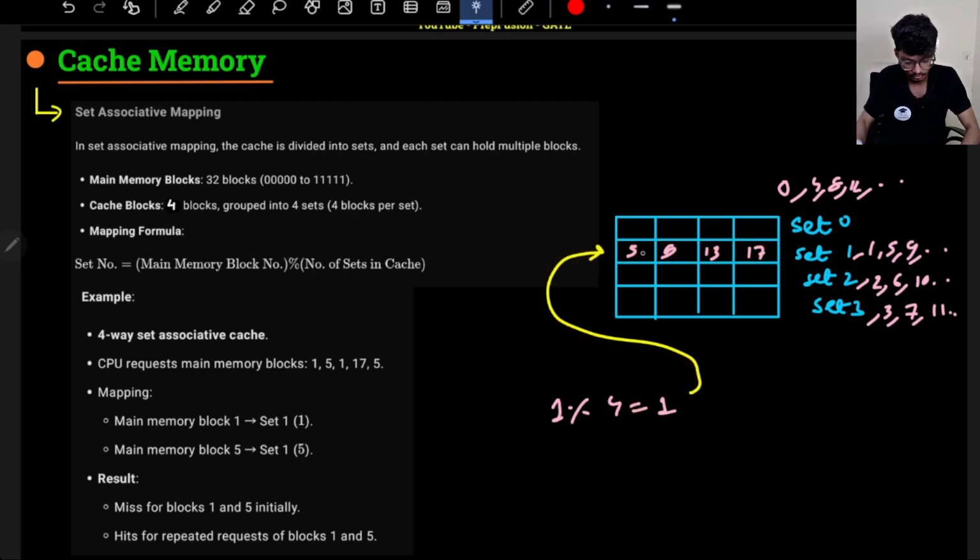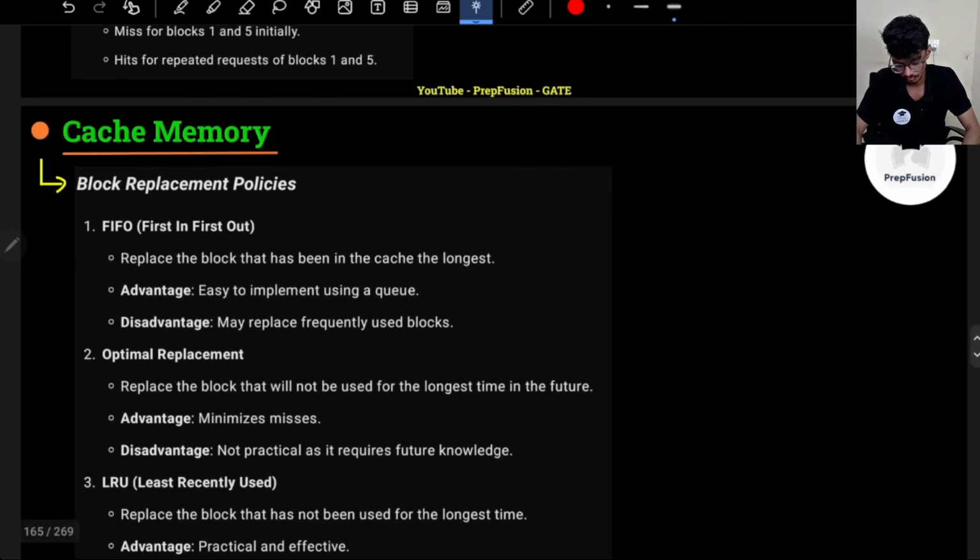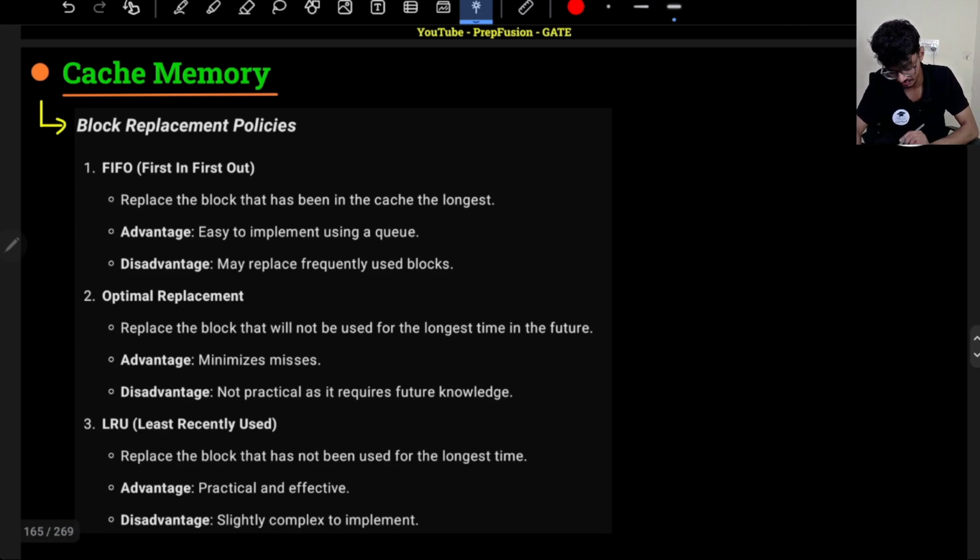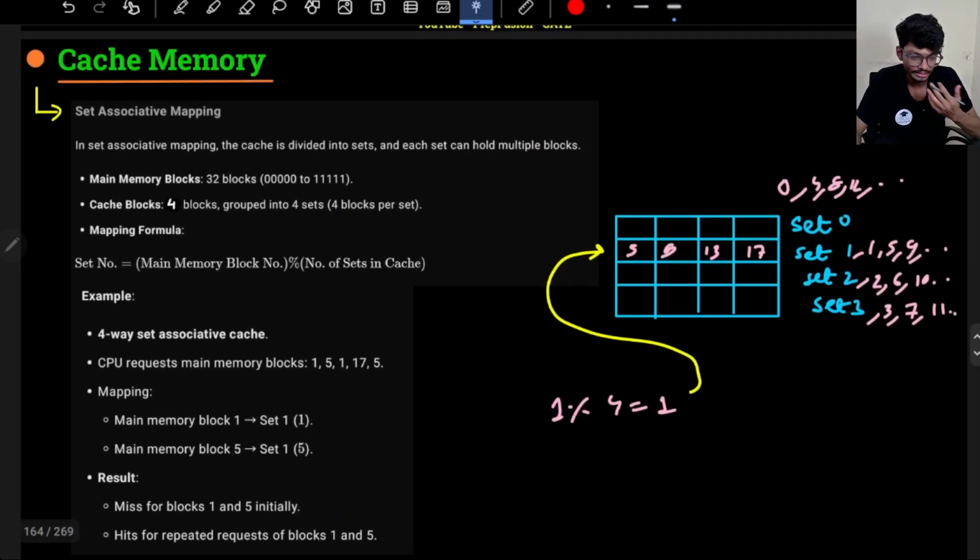Instead of 5 there will be 1. Okay, so this is what first in first out is. It is easy to implement, but it may replace a frequently used block. The problem is that it does not take into account how frequently a block is getting used.